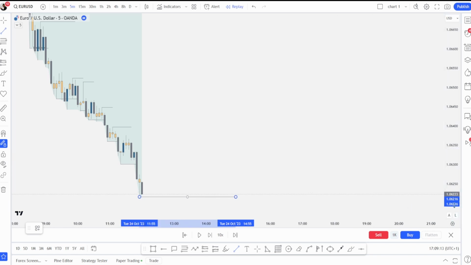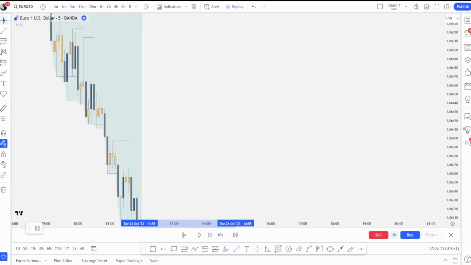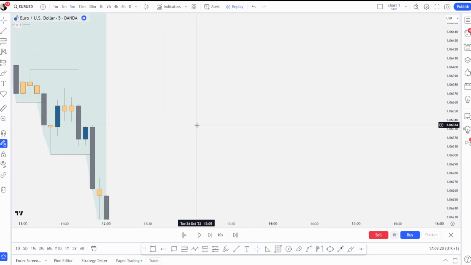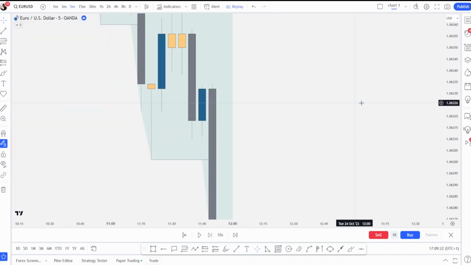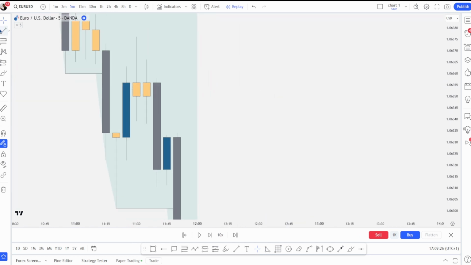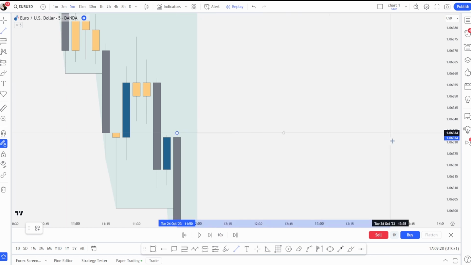So let's just check and make sure that this is not the high within here, as I believe it could be. It is the high within here, so you can see right there, that is actually our high, not this high. That high right there, okay?